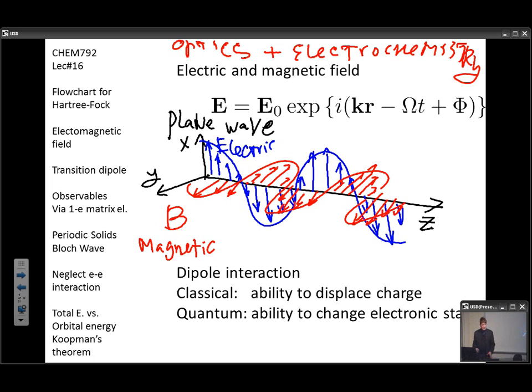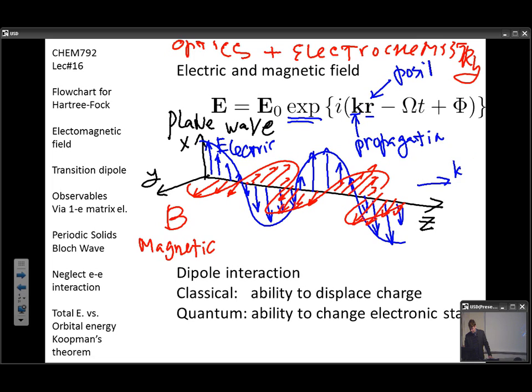So if we want to mathematically represent the electric component of the traveling wave, we prefer exponential instead of sine and cosine, just because it is easier to differentiate and integrate. And here we have the vector k, the direction of propagation of the wave, then the position in space. This is the propagation direction. This is position. This is frequency. And this is time.